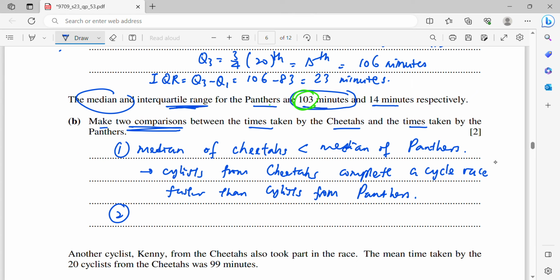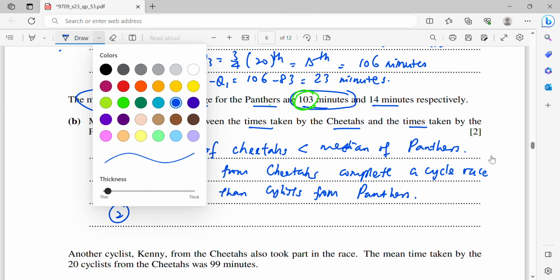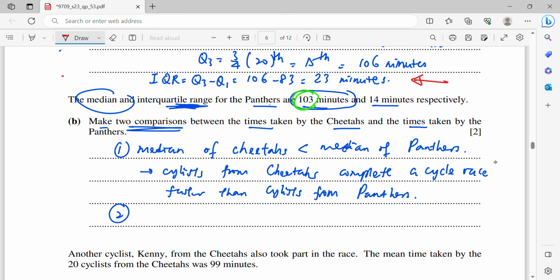Second comparison is on the interquartile range. So now you look at the interquartile range here. For the cheetahs, it will be 23 minutes, but for panthers, it's only 14 minutes, meaning less spread for panthers because of the smaller value. So the IQR, interquartile range, of panthers is less than the interquartile range of cheetahs.